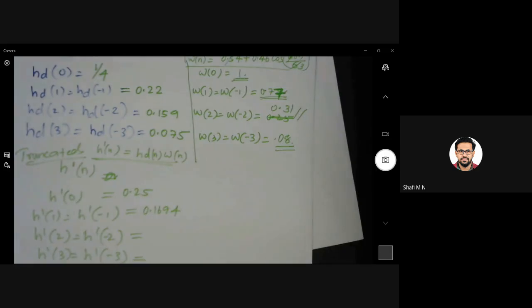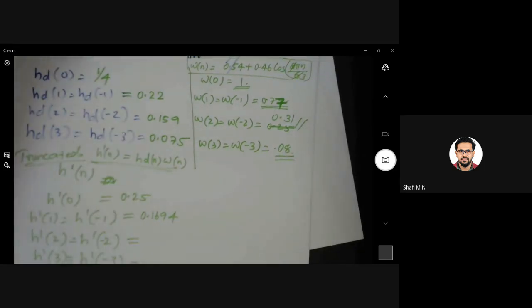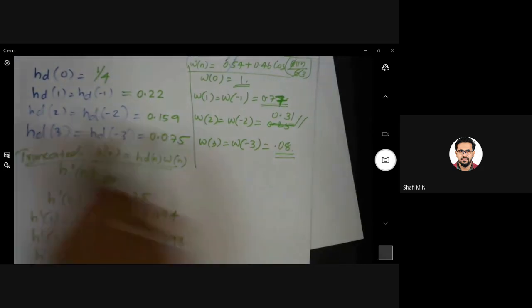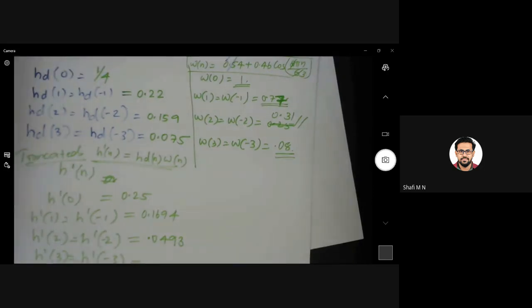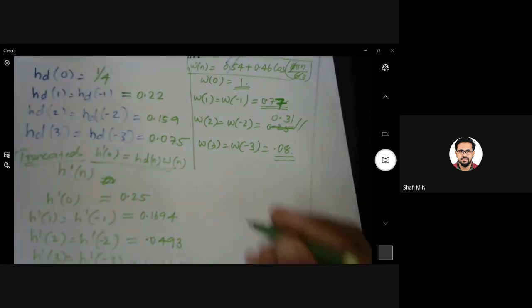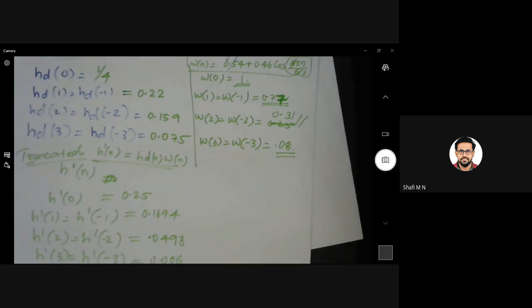Then next one. 0.159 into 0.31. That is 0.0493. Next, 0.08 into 0.075. 0.006. Okay, no?